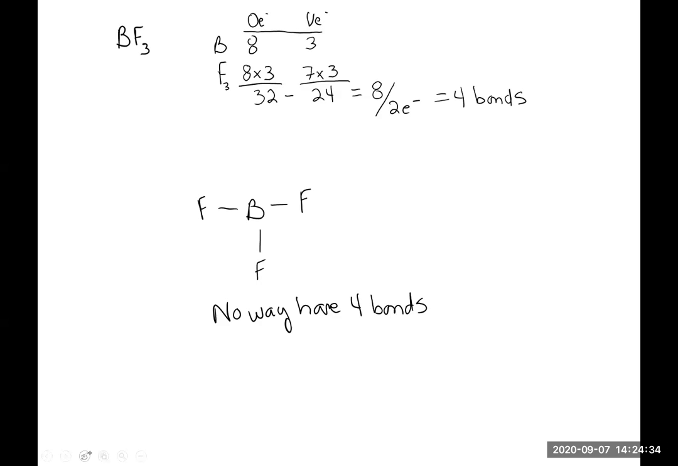And so we know right away that our math has broken down, and therefore this species we're drawing has to be one of 2 things, either deficient or expanded. Well, we know it's not expanded because it doesn't have more than 8 electrons, so that means that it has to be deficient.